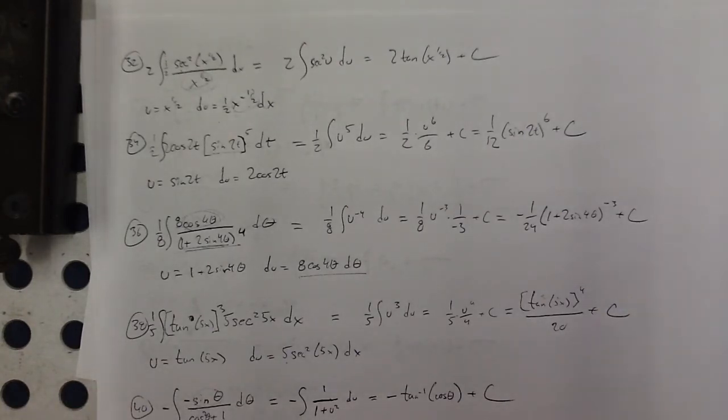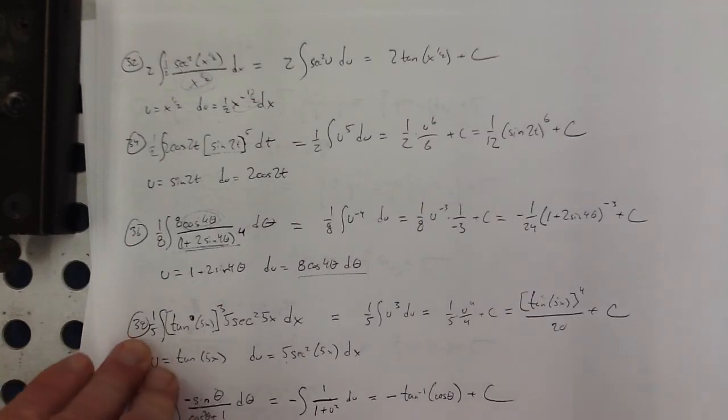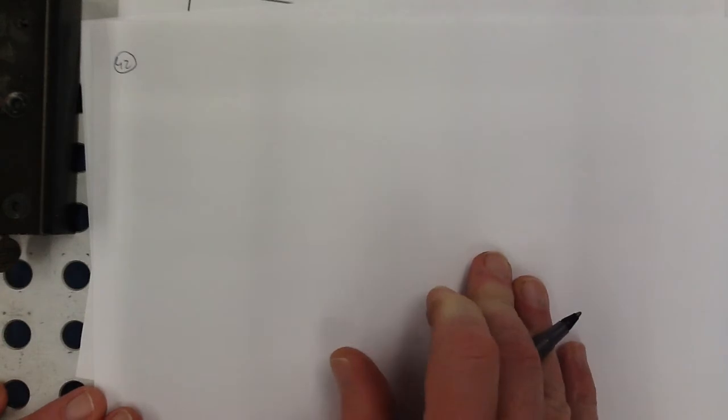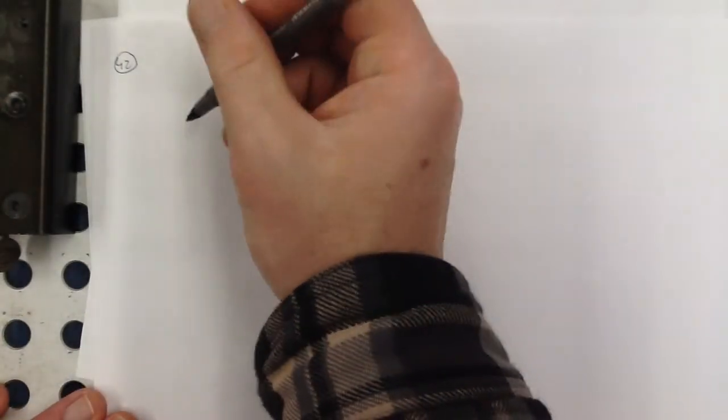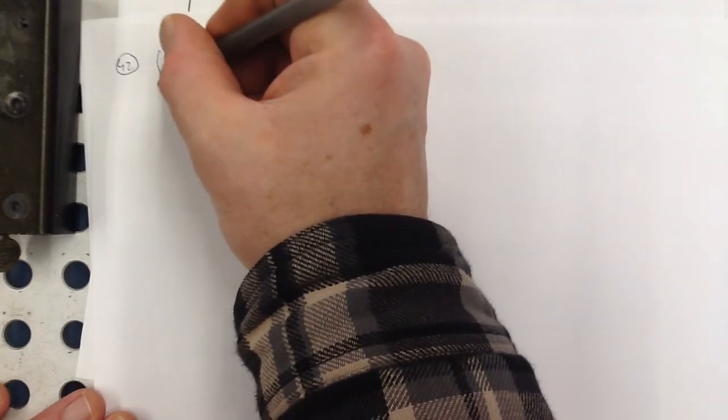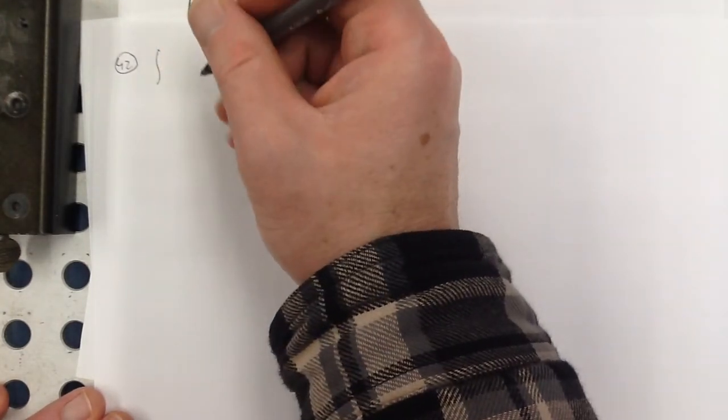You've got to explore the options and see what you can do. Not always obvious. With practice, with experience, after you've been teaching calculus for 17 years, you too can spot the best u substitution in just a matter of seconds.